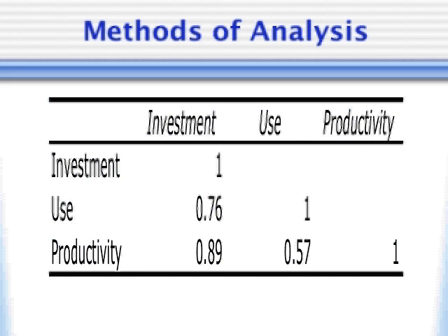investment, use, and productivity. A correlation of 0.76 was found between investment and use, 0.89 was found between investment and productivity, and finally 0.57 was found between use and productivity. All have a strong association, though investment and use and investment and productivity are stronger than use and productivity. Thus, all factors are associated. Knowing this, we can later check for causation.